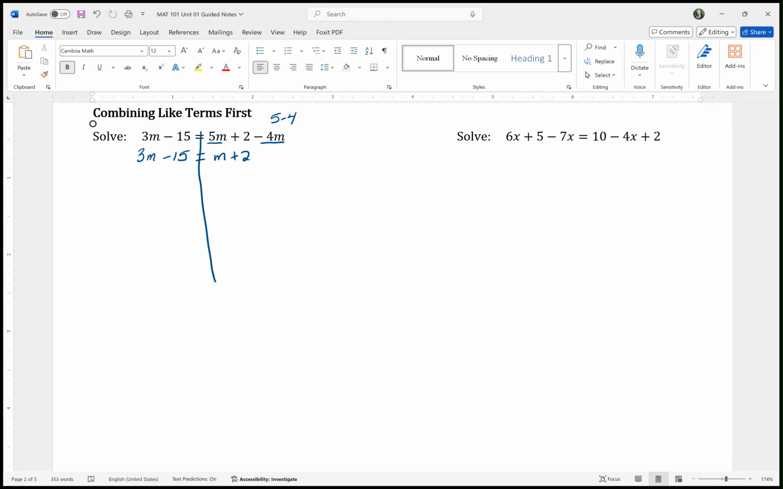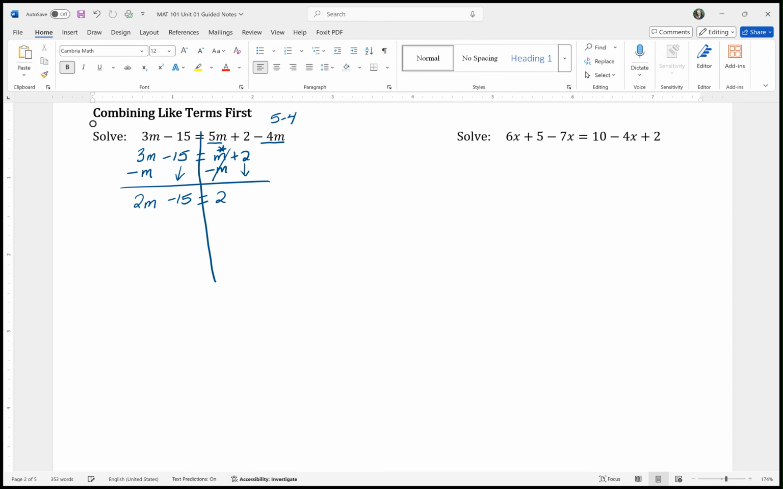Well, we want to get the variables on the left-hand side, which means we're going to start with the variable on the right-hand side. That's this m. The m is a positive m or a plus m, and the opposite operation would be subtract m. So we're going to subtract m on that side and copy the same thing on the left-hand side, lining up the m's on the left-hand side. Now we're going to add like terms. So this was 3m minus 1m. That's going to be 2m. Minus 15 equals, double check, m minus m. It does cancel, so we're good there.